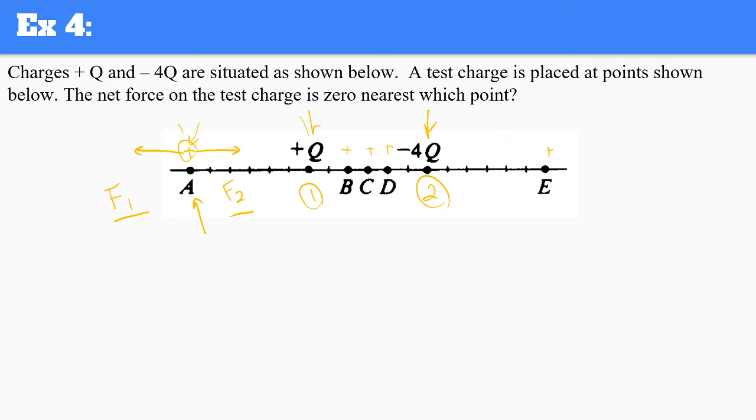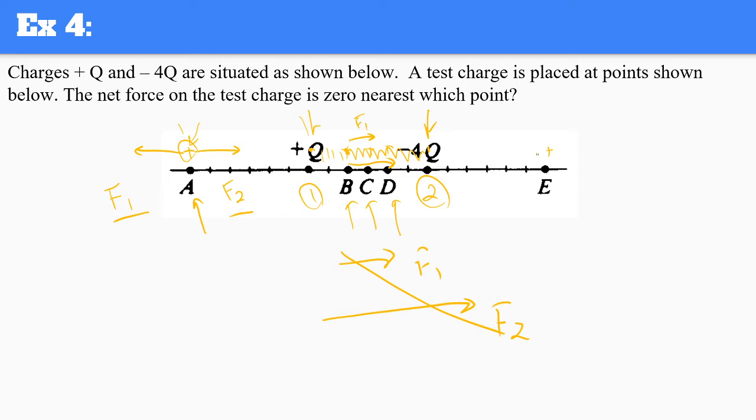So positive and positive. What will be the force in between them? It's going to go in this direction, so F1. And then positive and negative, that is also going to go towards the right. So in between, it doesn't really matter where you are. It doesn't matter if you're at B, C, or D. You will see that for any charge in between those two charges, F1 and F2 are together towards the right. So there's no way that those two added together will become 0.